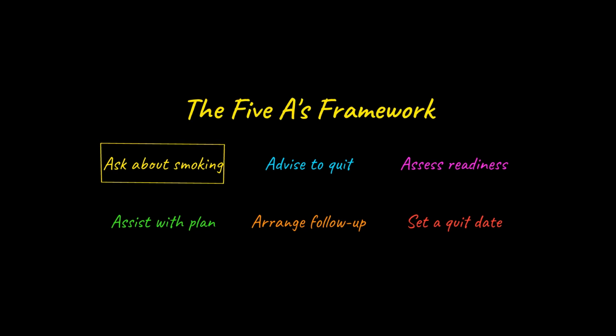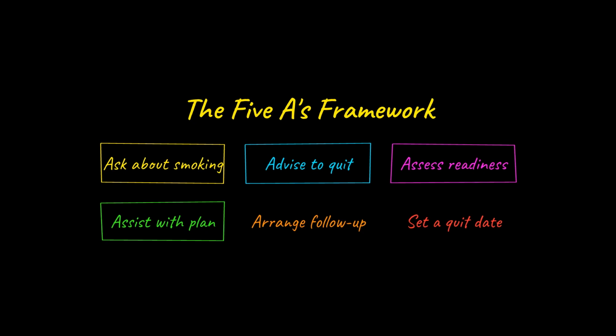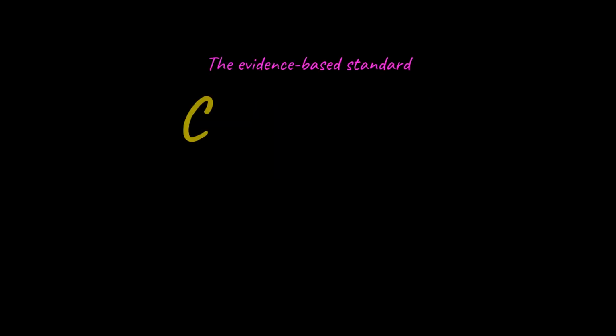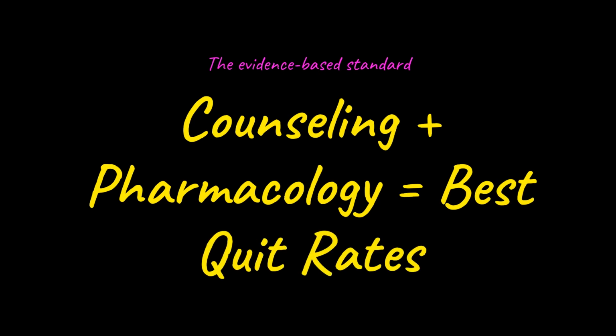Counseling is structured around the 5 A's: ask, advise, assess, assist, and arrange. This framework guides the nurse to identify triggers, build coping skills, review medication options, and schedule follow-up, keeping the conversation open over time. Abrupt cessation alone has the lowest success rates, and harm reduction is not equivalent to quitting. The combined behavioral and pharmacologic approach remains the standard for adults who are ready to stop.